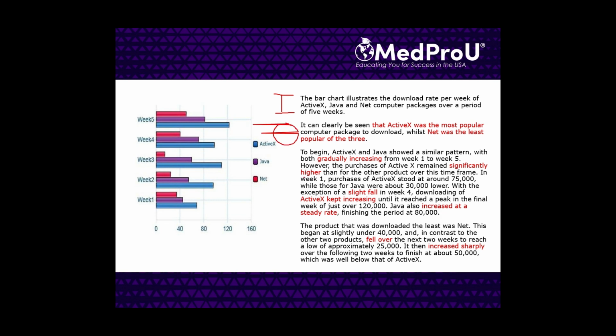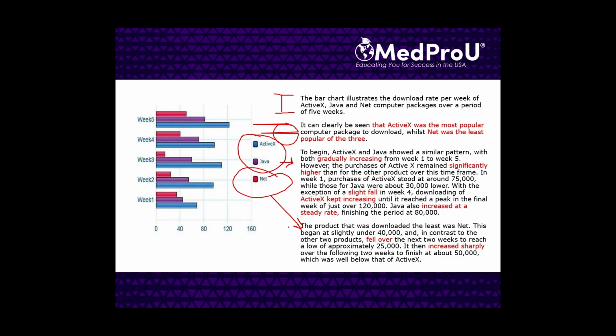Okay, so it can clearly be seen that ActiveX was the most popular computer package while Net was the least popular of the three. So we already grouped them together because ActiveX and Java are similar. We put it into body paragraph 1 and Net should be in body paragraph 2.